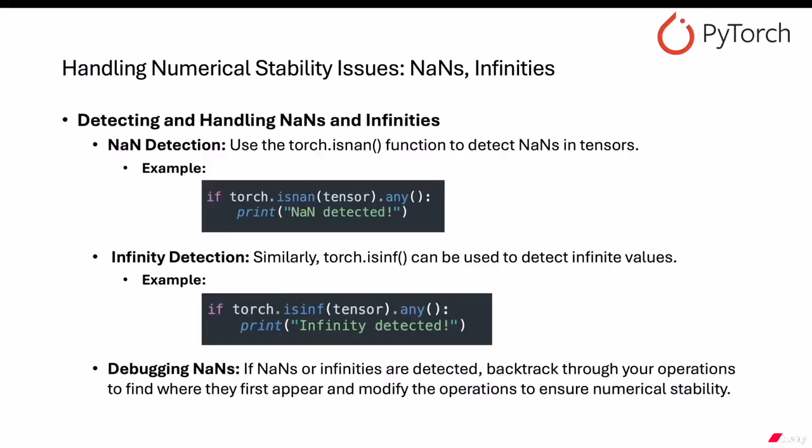Detecting and handling NaNs and infinities. NaN detection: use the torch.isnan function to detect NaNs in tensors. Example: if torch.isnan(tensor).any(), then print NaN detected. Infinity detection. Similarly, torch.isinf can be used to detect infinite values. Example: if torch.isinf(tensor).any(), print infinity detected. Debugging NaNs. If NaNs or infinities are detected, backtrack through your operations to find where they first appear and modify the operation to ensure numerical stability.